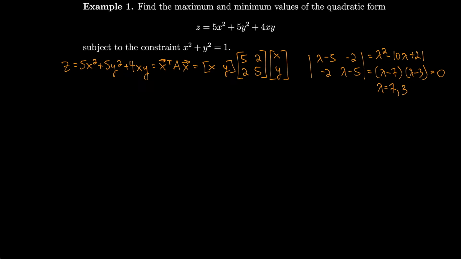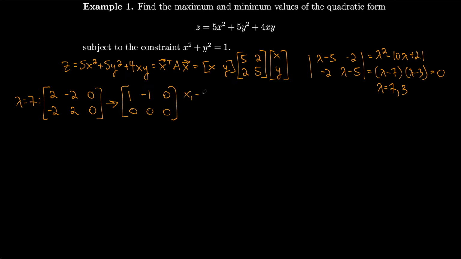So let's look at the eigenvector for lambda equals 7 first. Since that eigenvalue is bigger, that should correspond to our maximum. So we'll look at 7 plugged in to lambda I minus A, so that's 2, minus 2, minus 2, 2. We'll add a column of zeros, and we will reduce this to reduced row echelon form. So notice the second row cancels, becomes all zeros, and the first one we can divide to get 1, minus 1, 0. So that gives us the equation x1 minus x2 equals 0.